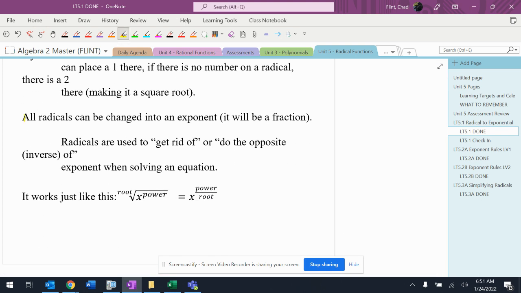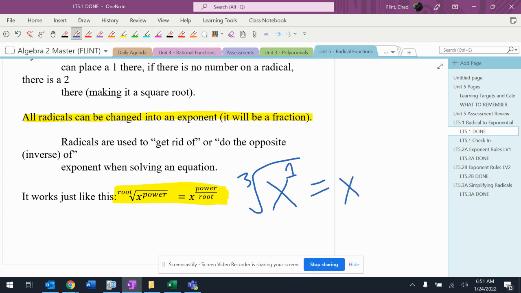This is the big thing here. All radicals can be changed into an exponent. It's going to be a fraction. So if you look right here, that's the conversion that we're going to be doing in this file. Let's do the third root of x. It's the same thing as, this is a 1, even though it's not there, x to the 1/3. So we're going to be switching those back and forth, which is vitally important to be able to do a lot of different mathematical things with roots.